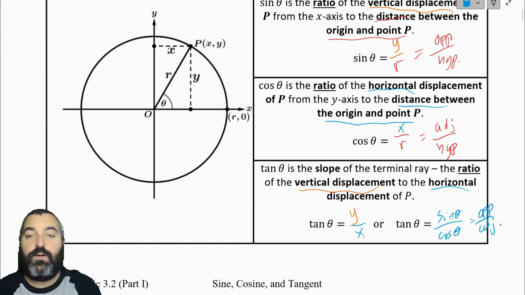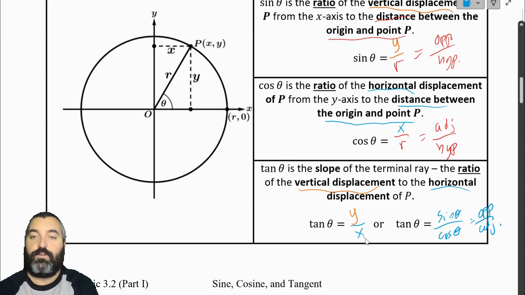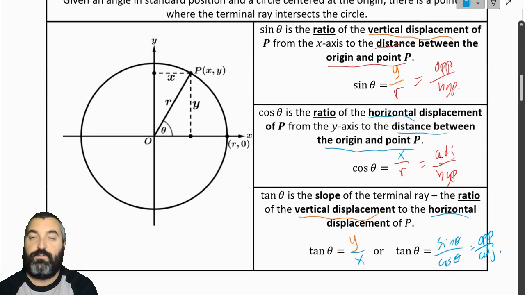So again, you've seen all this before, but now we're kind of looking at it in a different lens than what you may have seen previously. So there is our basics of sine, cosine, and tangent.